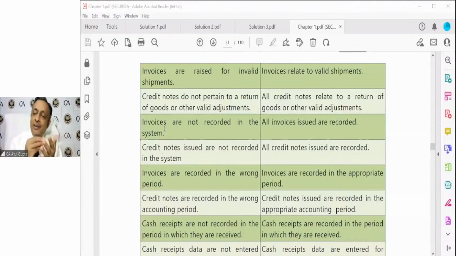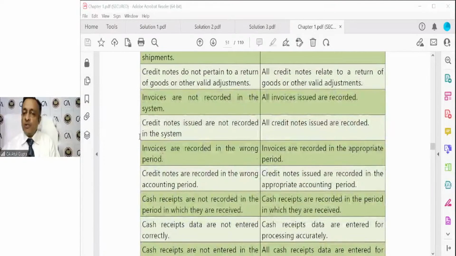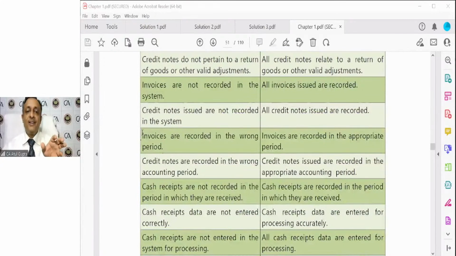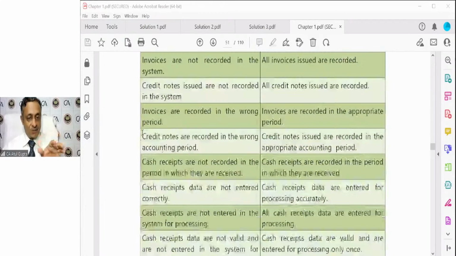Today, on the purchase side, the issue may be there. In sales side, this issue doesn't exist like that. To me, 100% all invoices are part of system, but still there may be some vendors who are doing manual invoicing, so that is an issue. Credit note issued are not recorded in system, again the same issue. Invoices recorded in wrong period, cutoff procedure. Credit note recorded in wrong period, cutoff procedure.